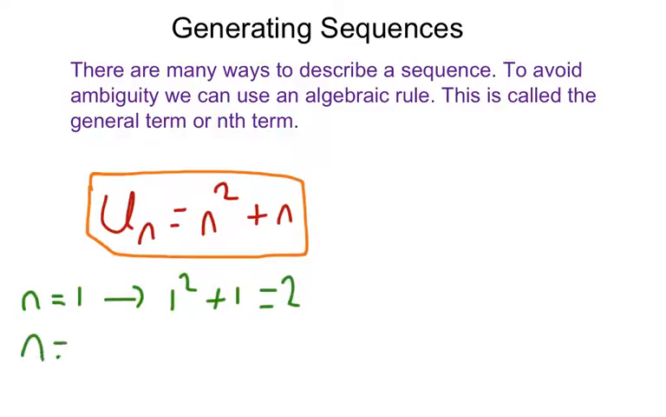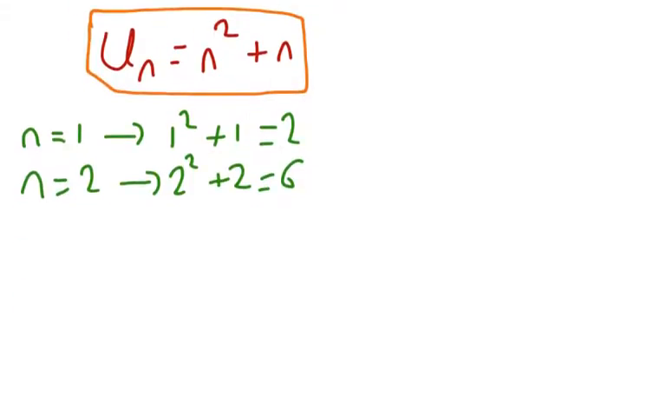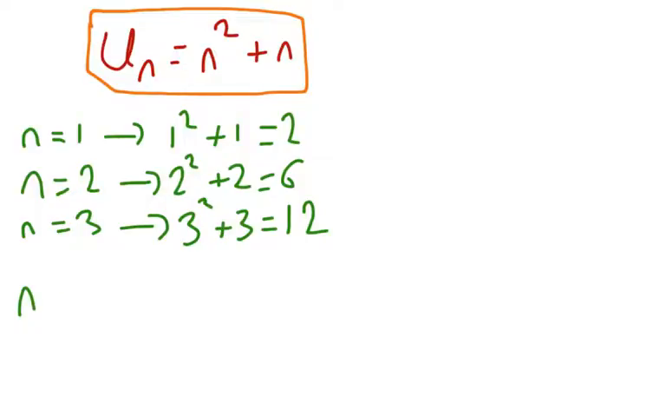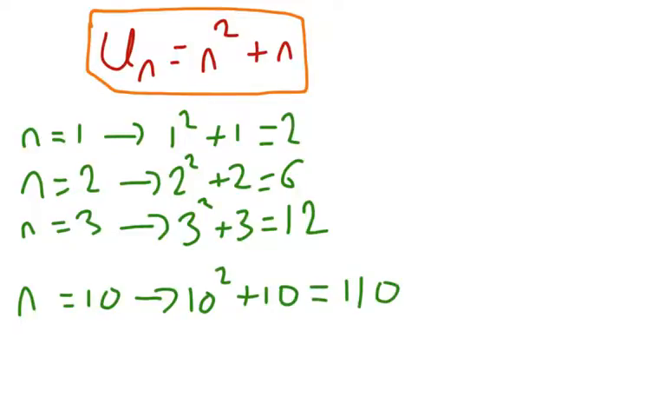If we want the second term, we do n equals 2, which gives us 2 squared plus 2, which is equal to 6. If we want the third term, we do n equals 3, which gives us 3 squared plus 3, which is 12. And if we wanted, let's say, the 10th term, we would do n equals 10, which would give us 10 squared plus 10, which is equal to 110.